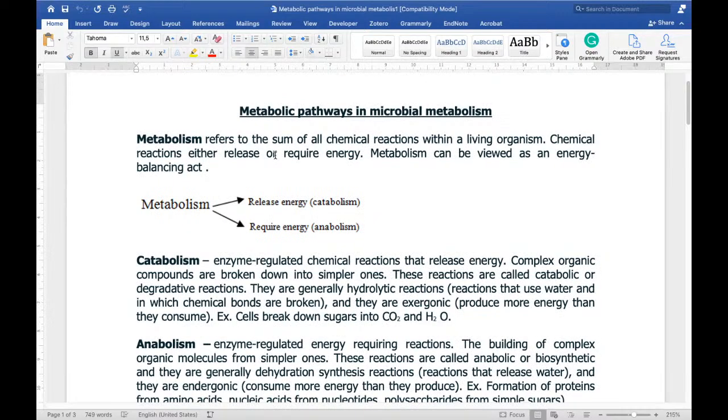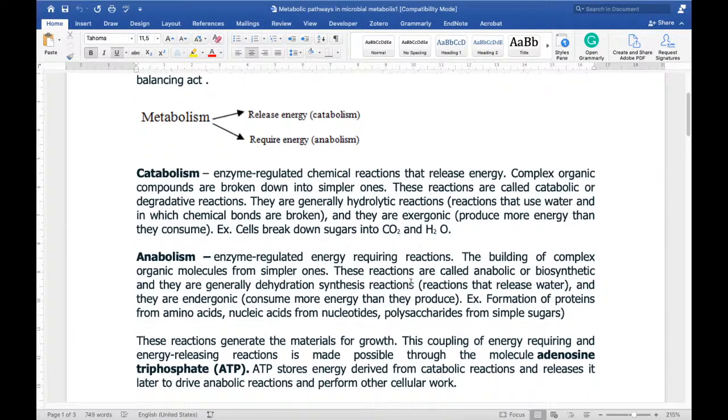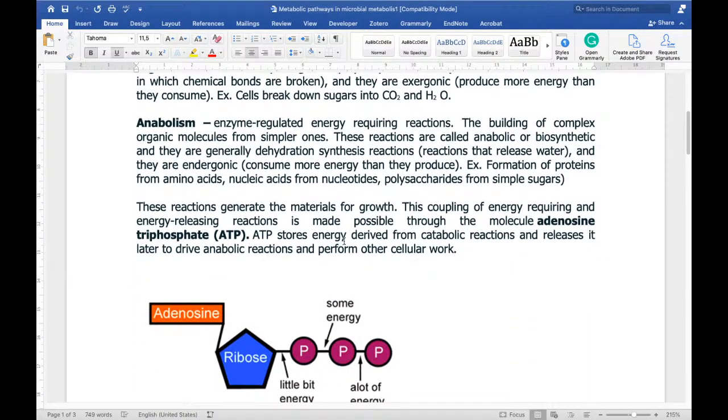Metabolism is the sum of both catabolism and anabolism. We have a balancing act in the body. Catabolism releases energy, anabolism requires energy. Catabolism is an enzyme regulated chemical reaction that releases energy, whereas anabolism is an enzyme regulated energy requiring reaction. These reactions are very necessary for growth, and the coupling of these reactions is able to produce energy in the form of adenosine triphosphate.